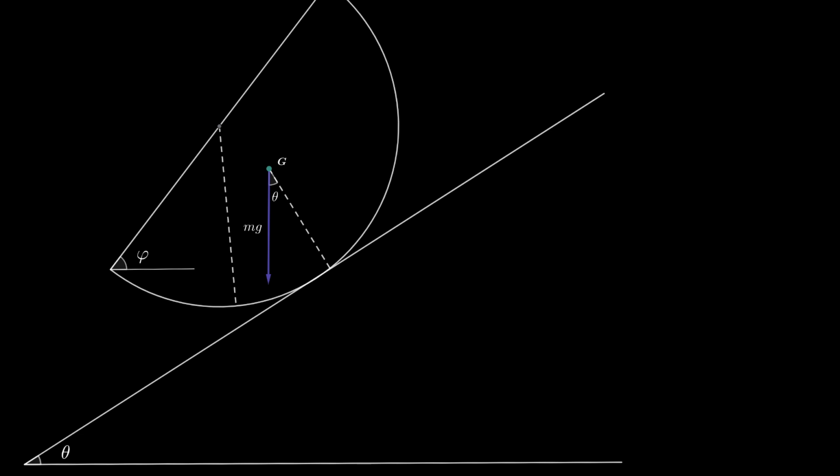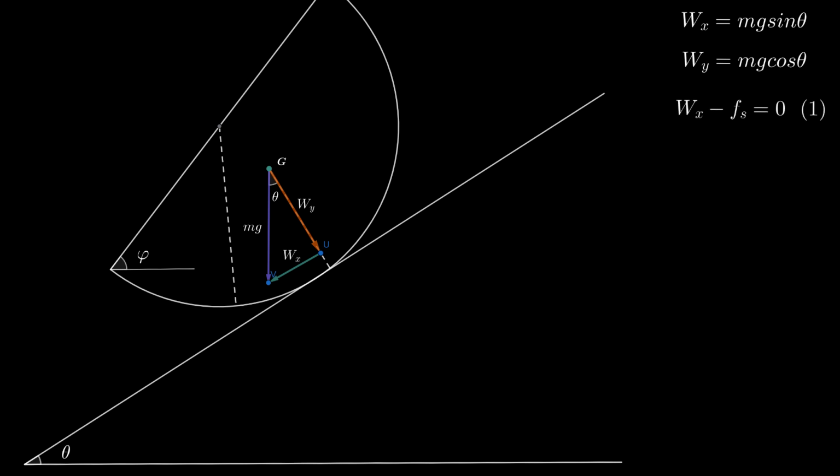So the x component of the weight, which is parallel to the inclined plane, is Wx equals m times g times sine of theta, and Wy is m times g times cosine of theta, which is normal to the inclined plane. The net forces on the x-axis and the y-axis have to be zero, obviously, when the semicircle starts sliding down, or is on the verge of doing so. So the net forces on the x-axis are zero, so we have Wx minus Fs equals zero, and the net forces on the y-axis are zero, so N minus Wy equals zero.